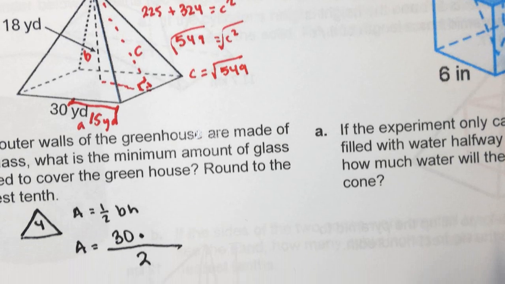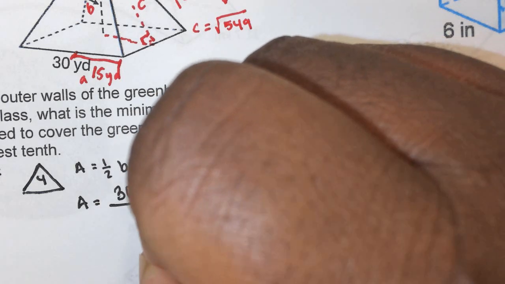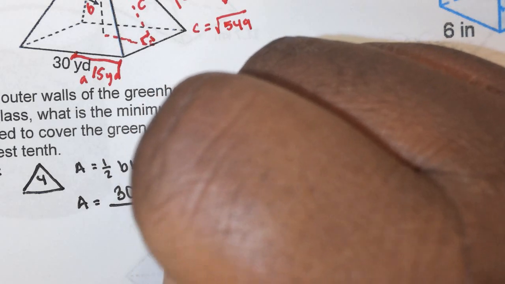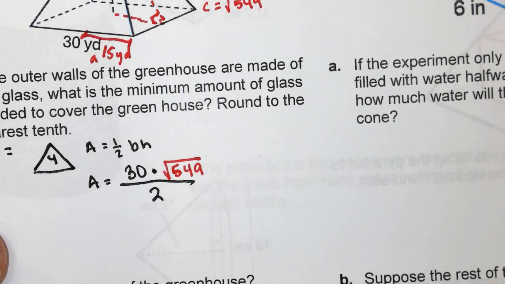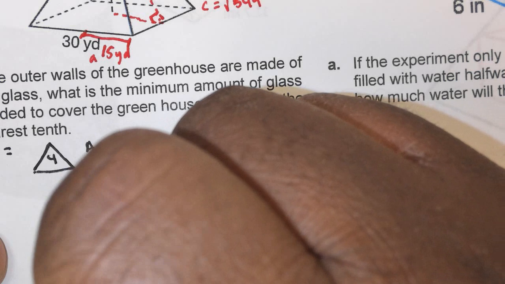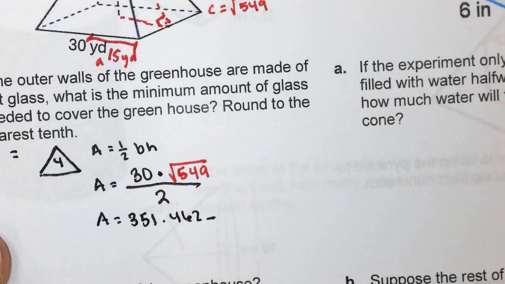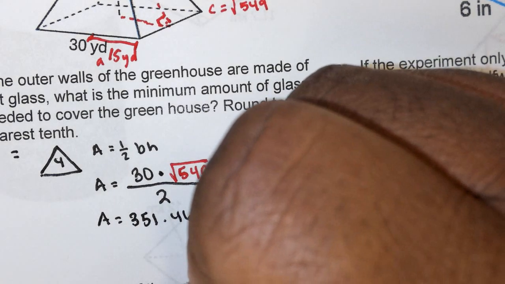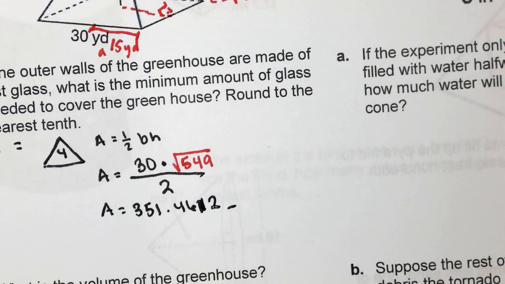That's going to be our slant height. So on our triangle down here, the slanted height which we needed is going to be the square root of 549. All right, then we do the math. 30 times that divided by 2. The area of one of my triangles is going to be this decimal, 351.462 something in your calculator. Oh, 4612, I missed the number. Don't matter. Just hold that in the calculator anyway.